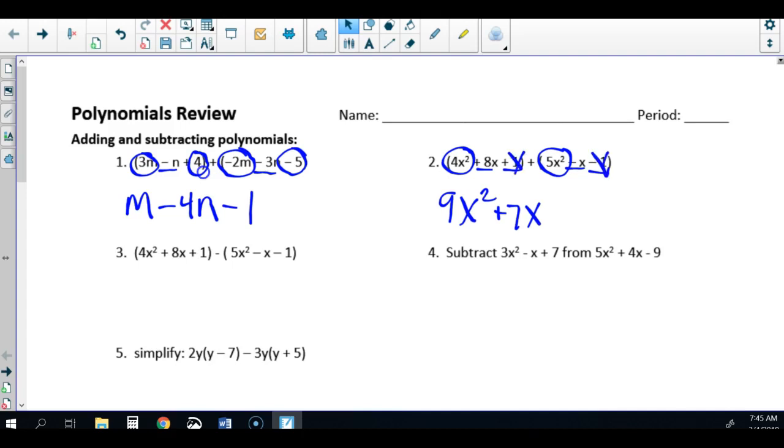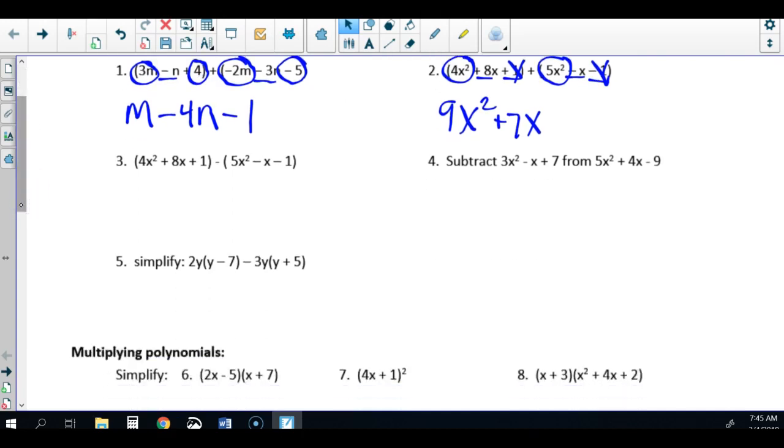Where this gets a little tricky is when you subtract. We are subtracting this whole thing, each one of those. So subtract that, and subtract that from this first trinomial. So you could sort of think of it as 4x squared minus 5x squared, 8x minus negative x, 1 minus negative 1. Or look at that as a negative 1 and distribute it. Negative 5x squared plus x plus 1. Now we can just add the like terms together there.